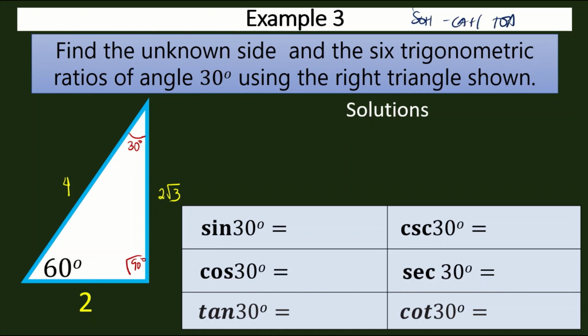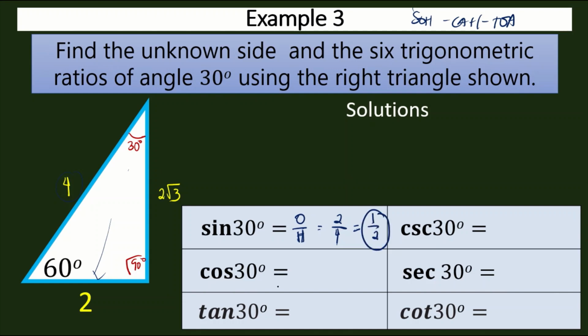SOHCAHTOA. Okay? Ang sine 30 degrees, ang opposite niya is 2. Okay? Opposite over hypotenuse, ang O natin is 2 over H natin, that is the hypotenuse, which is 4. I-simplify natin. So, 2 over 4, yan ay 1/2.